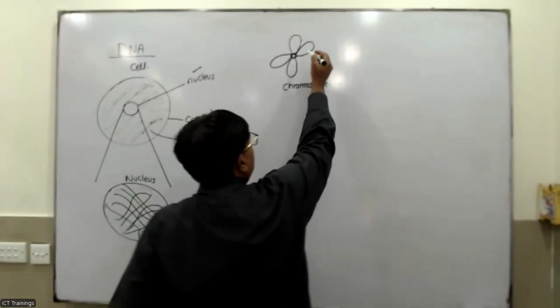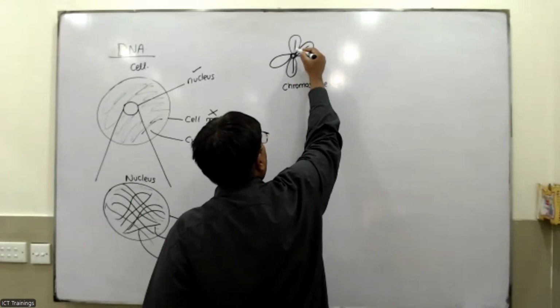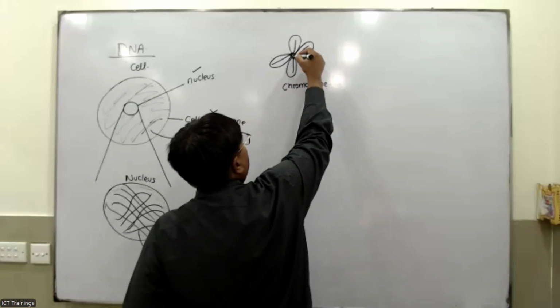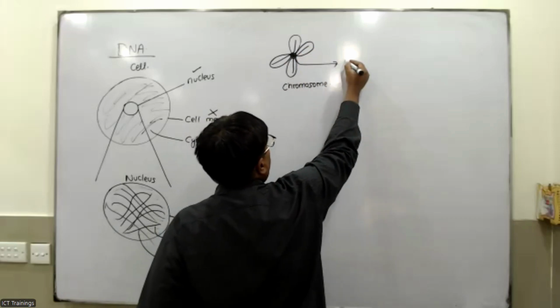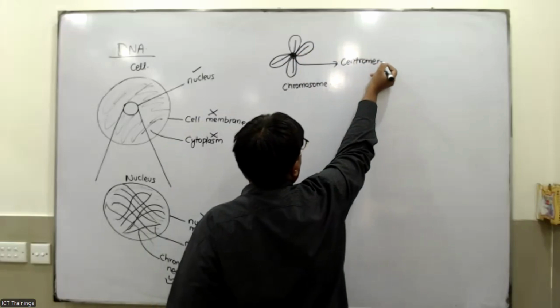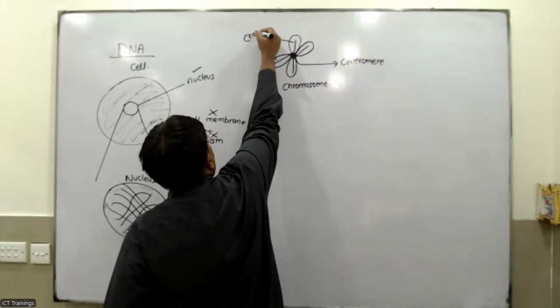So basically, what are these? These are two different threads. This is a thread, and this is a thread, having a node in between them. So this is the node. This node is called the centromere, and this thread is called the chromatid.